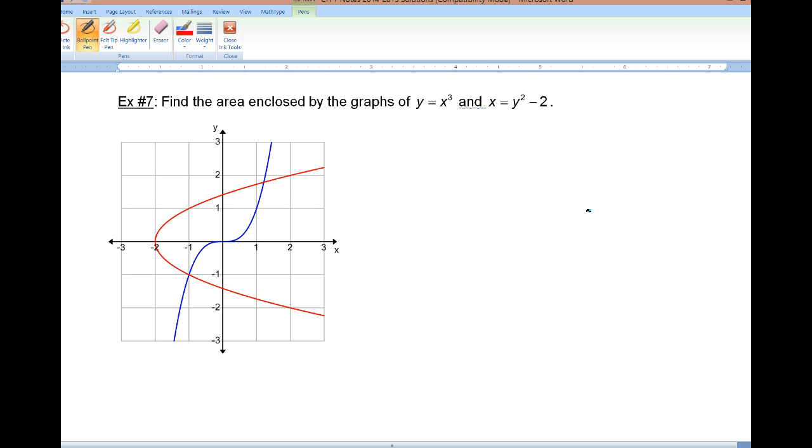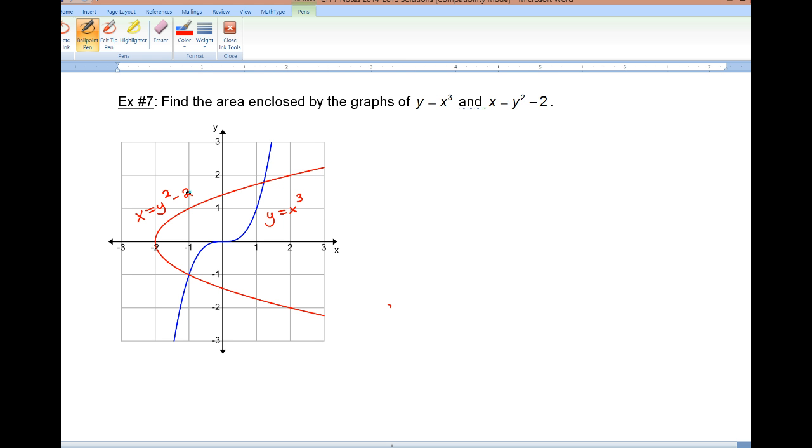Okay, find the area enclosed by the graph of x cubed. So we want to find the area enclosed by y equals x cubed and x equals y squared minus 2. This one is y equals x cubed, and this one is x equals y squared minus 2.